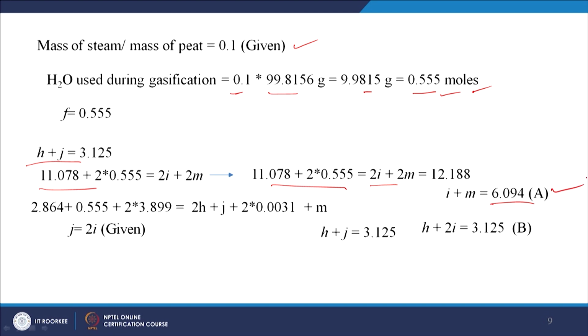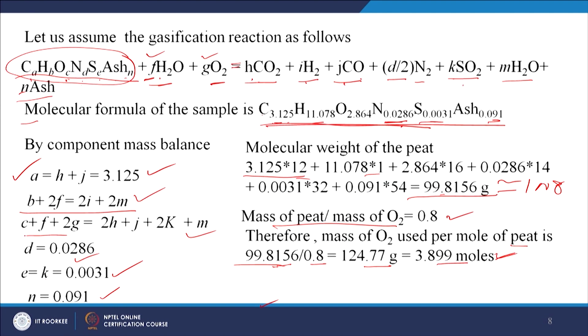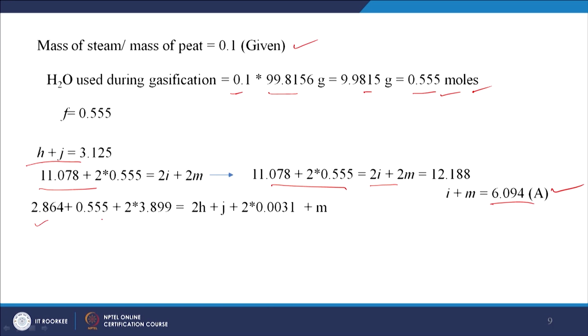Then another expression we had, this one: C plus F plus 2G is equal to 2H plus J plus 2K plus M. We will use this formula now. We have got the value of C, F, and then we have got the value of H. We have got the value of C, F, and now we will try to get the other values. So, here this C, F, and this one, and this equal to this. So, these other values are known.